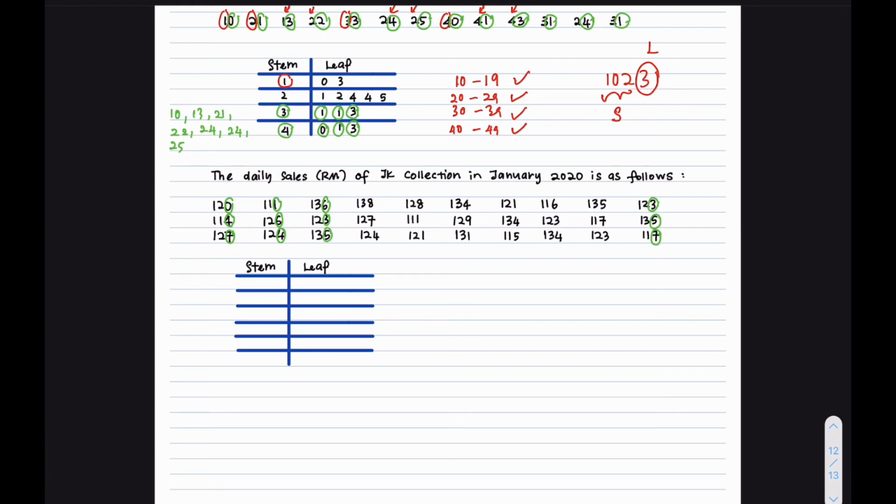So apa nombor yang kita ada? Kita ada nombor 11 dekat depan. Kita ada nombor 12. Kita ada nombor 13.